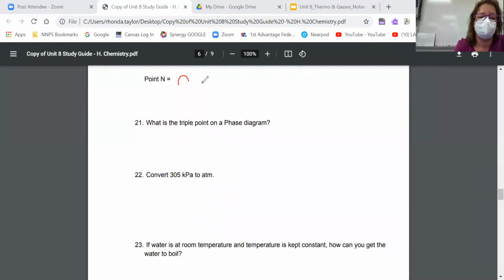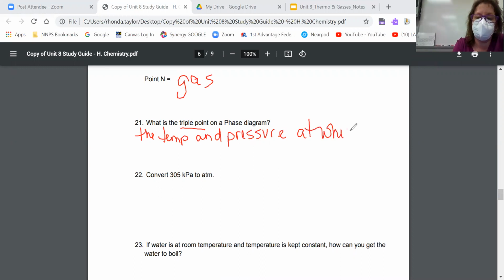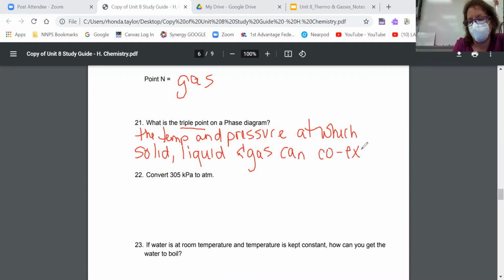Okay, gas. And then it asks you what the triple point is. It's the temperature and the pressure at which solid, liquid, and gas can coexist at the same time for that substance. So this is a different pressure and temperature for every substance you're dealing with, but the triple point would be the temperature and the pressure at which all three states of that substance can exist at the same time.